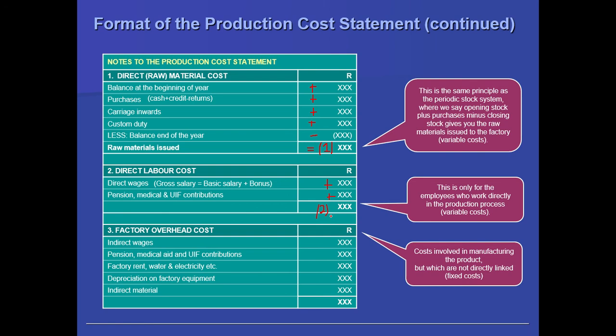And for your indirect material, to determine it, you're going to take your indirect material opening balance plus purchases of indirect material minus returns of indirect materials, and then you minus the closing balance of indirect material. Whatever value you get, you will simply put it in there.